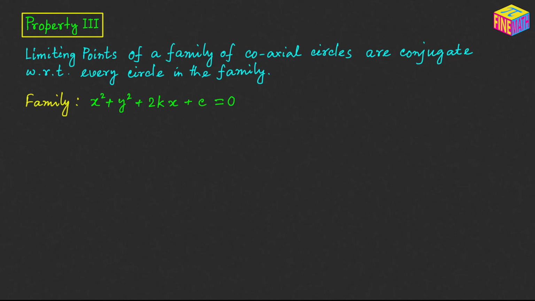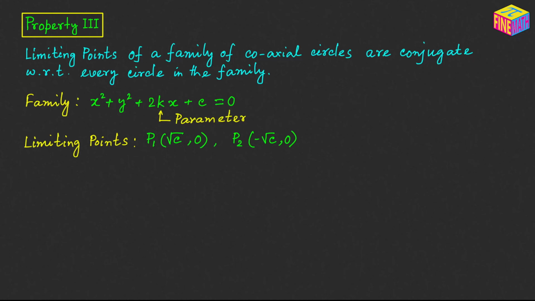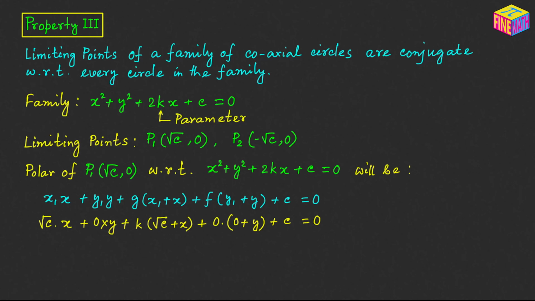Let's suppose the equation of the family of coaxial circles is like this, where k is a parameter, of course. Now for this particular equation, we know that the limiting points will be like this. Now what would be the polar of point p sub 1? Well, the polar of point p sub 1 with respect to this family of circles would be like this, the one in the yellow color. I have noted the general equation of the polar in the light green color, but the actual equation of the polar of point p sub 1 would be the one in yellow here.